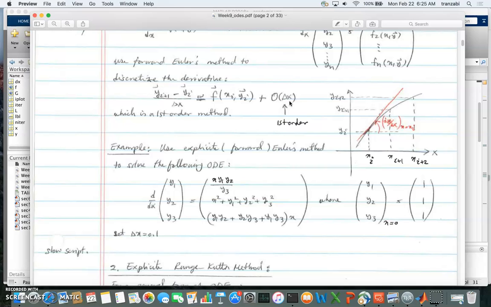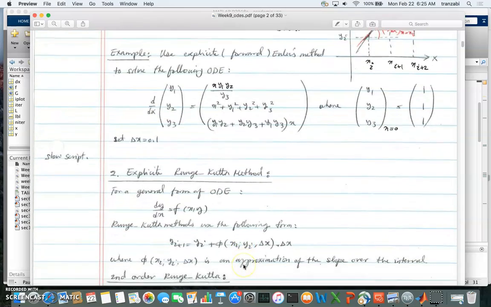Now, by increasing the number of discrete points, we lower delta x. So that's what I mean by lowering delta x. Okay, so the second method we're going to look at is the Runge-Kutta method. Now, this method is of second order, which means if you lower delta x by a factor of 10, the error goes down by a factor of 100. So it actually is more accurate. It gets to the solution much quicker.